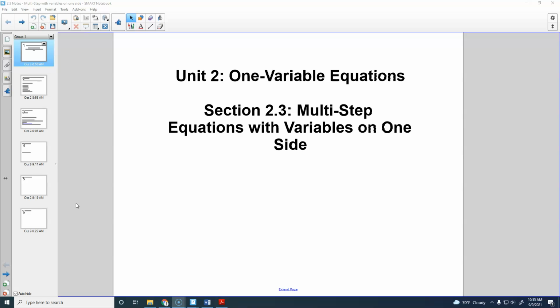So today we're going to be doing multi-step equations, but today I'm only going to give you problems with variables on one side. So they'll be a little bit more simple than the ones we'll look at tomorrow where we've got variables on both sides.